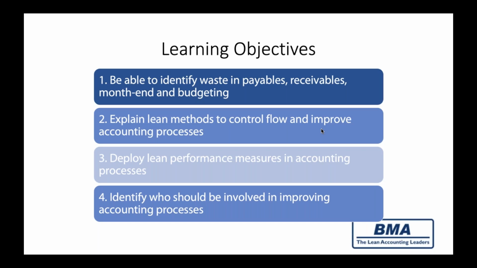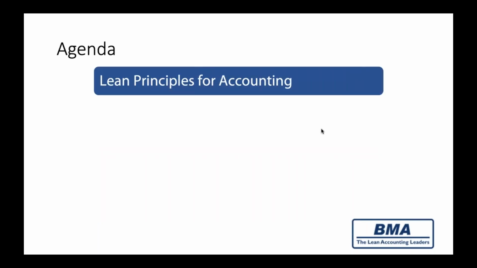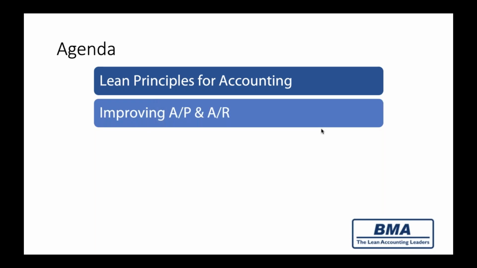Our agenda. I'm going to review lean for accounting, the principles and some of the practices. The reason I want to do this is because lean in the accounting function, and really lean in any office function, is a little bit different than lean in the traditional manufacturing sense. And I want to point out those differences because it really does matter how you apply the different tools and practices.